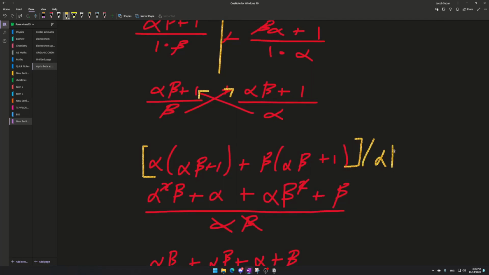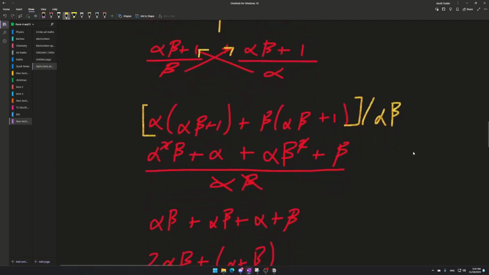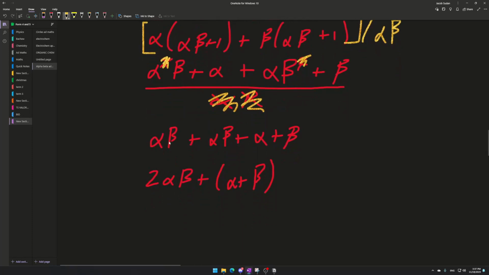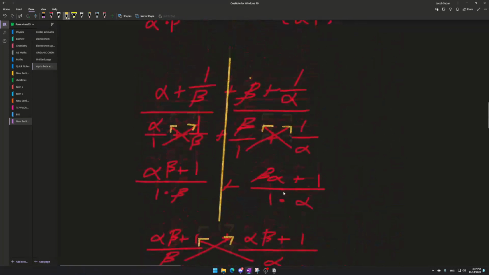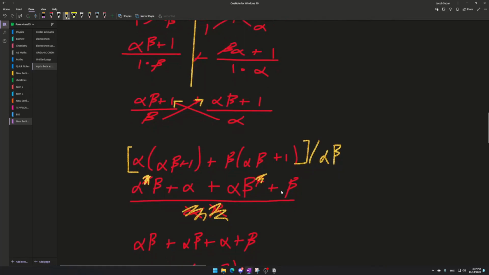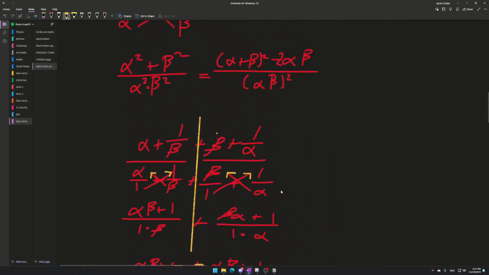denominator. So because we had the alpha beta, we could cancel that out, and then we could get rid of the squared. Cancel this beta out, get rid of the squared. So we get alpha beta plus alpha beta plus alpha plus beta, which is 2 alpha beta plus alpha beta. That's the identity for this here.